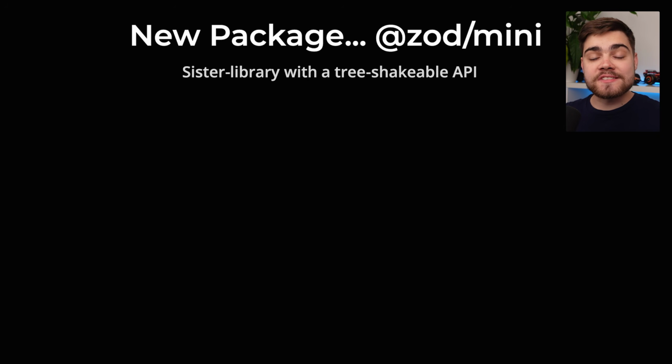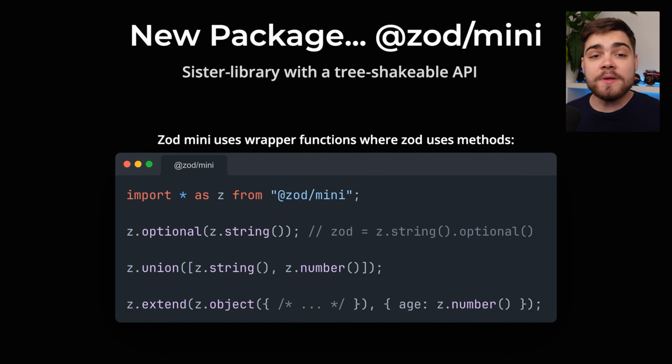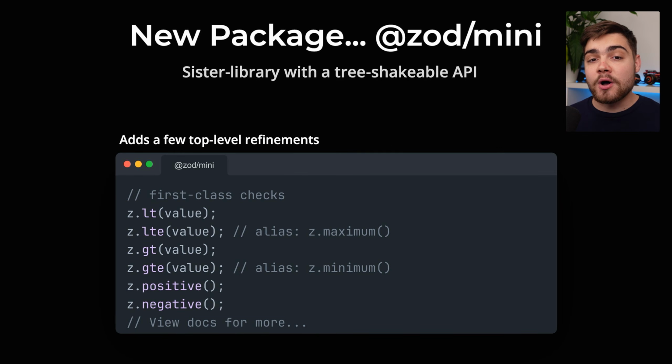I'll start out with the new package, Zod Mini. This has been made to address a fundamental issue with Zod, tree shaking, which impacts its bundle size. Zod Mini is a sister library with a functional tree shakeable API that corresponds one-to-one with Zod, but where Zod uses methods, Zod Mini generally uses wrapper functions. Some things stay the same, like the parse methods, but there's also been a few methods that have been moved to the top level to help with the tree shaking.